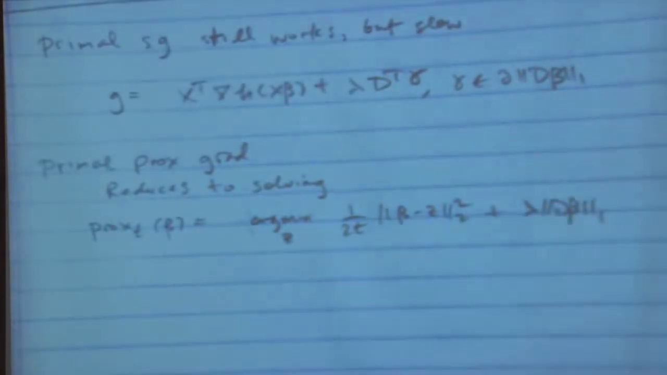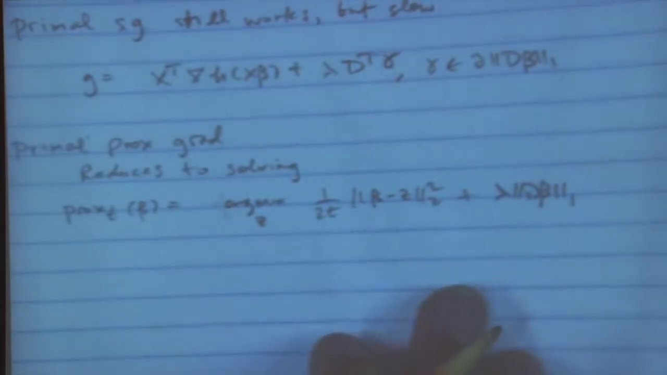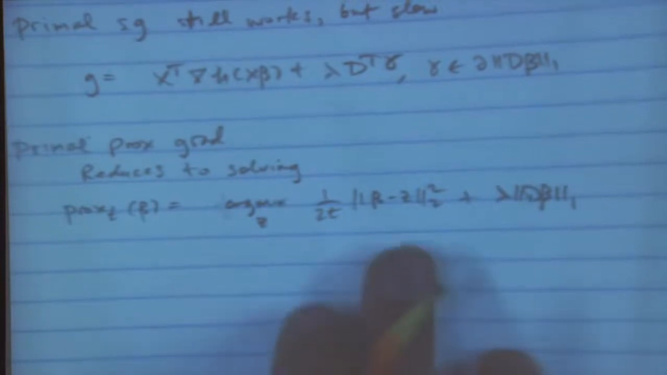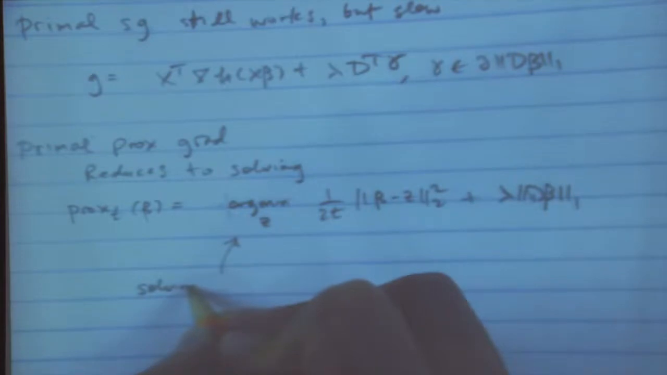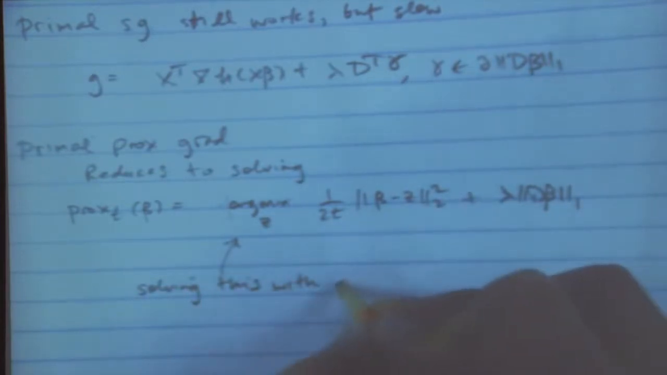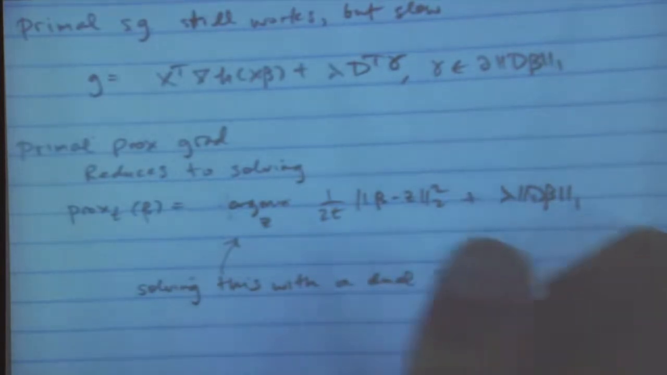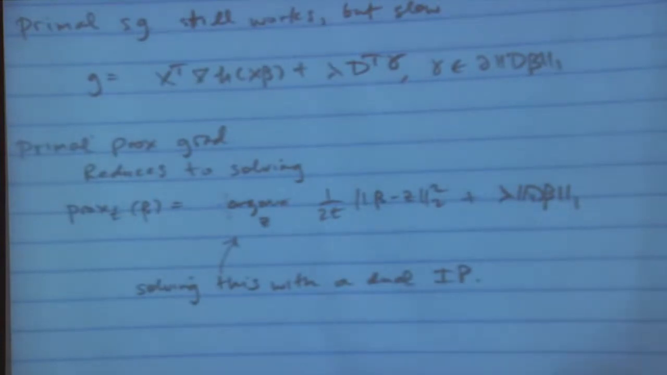What about the primal proximal gradient? Well, it reduces to solving this prox operator, just as before. So by introducing an X matrix, nothing has changed. This is still a hard problem. It actually looks like a much better option now, because let's think about solving this with the dual interior point method. When we had no X matrix, that would be very silly, because we could have solved the problem directly with the dual interior point method.